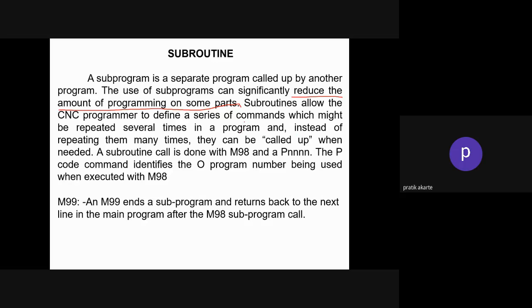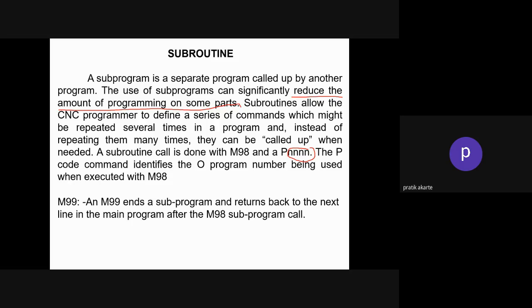So you need not mention those commands every time in your main program. A subroutine call is done with M98 and PNNN. PNNN means here you have to write the subroutine number. M98 is for calling the subroutine, and which subprogram has to be called is mentioned with the help of P. Let us say P1000. So the P1000 numbered subprogram is called with the M98 command.